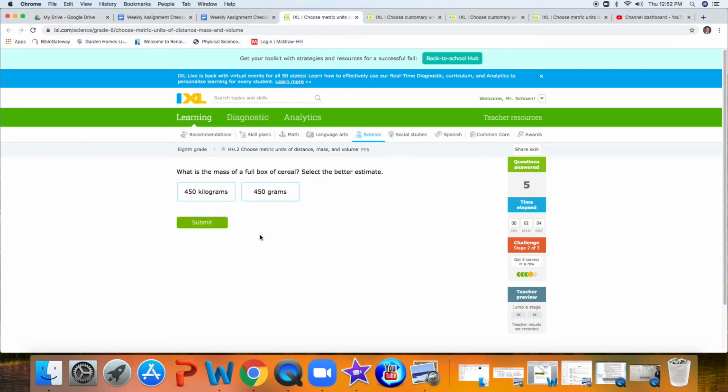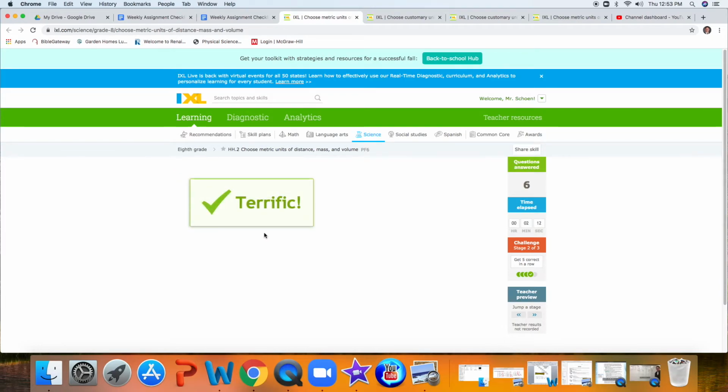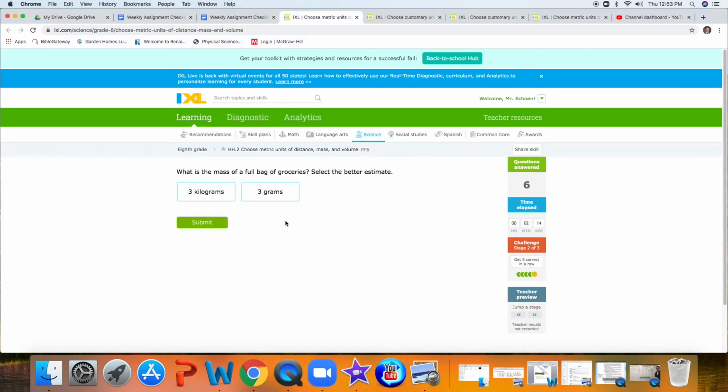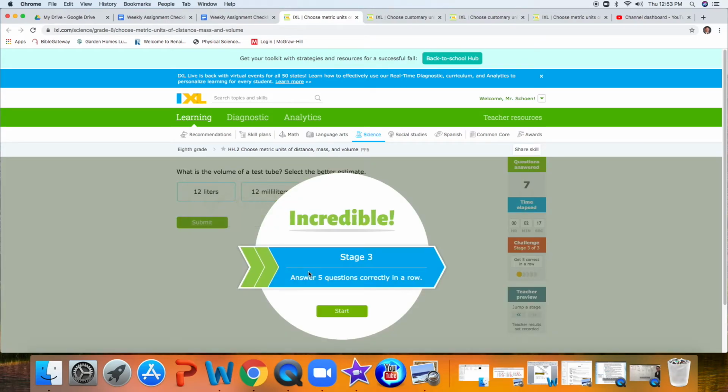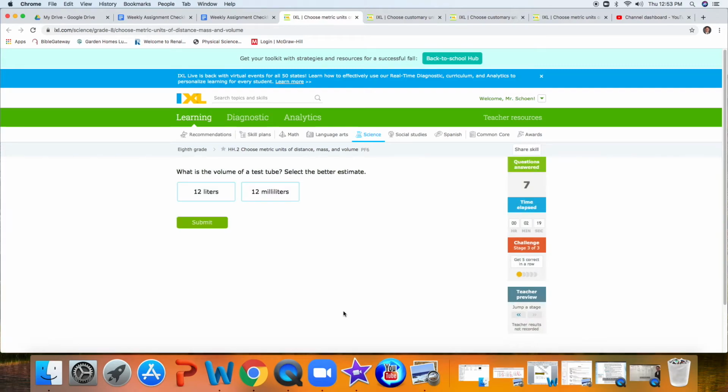Mass of a full box of cereal. Now, how heavy is cereal versus how heavy were the things that we just answered in the previous two questions? You're using some different ways in which you compare those items. Full bag of groceries, relatively heavy. Great job. Jumping to volume.